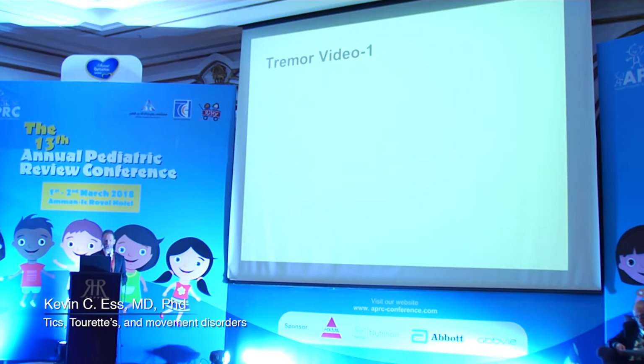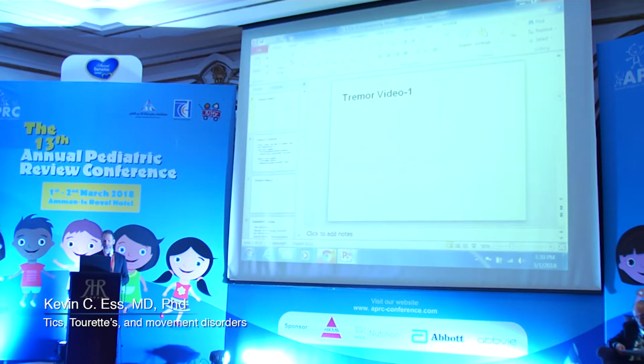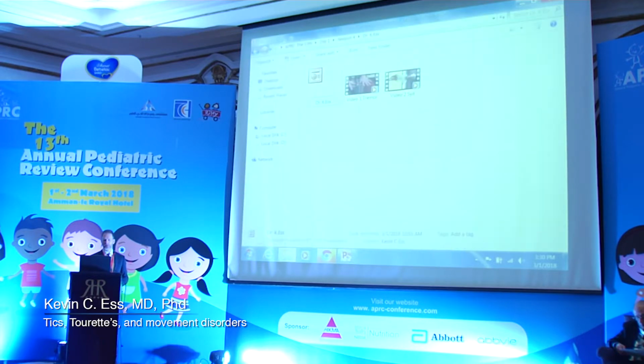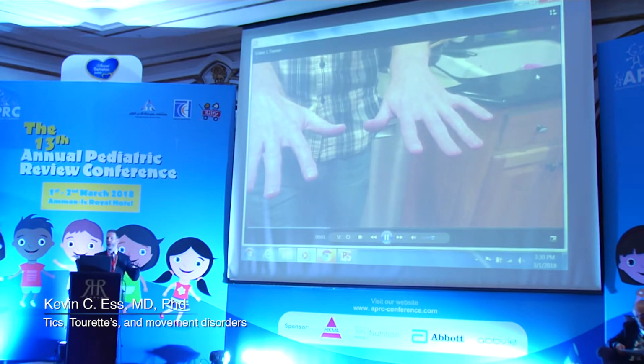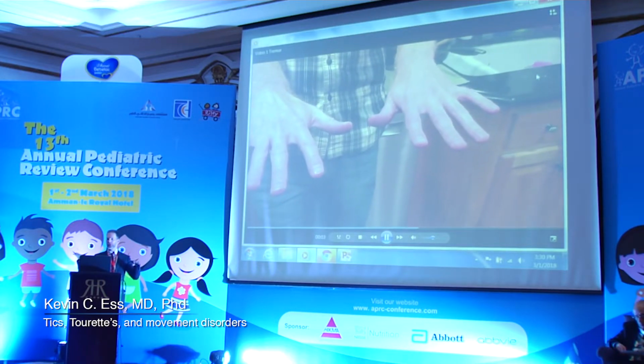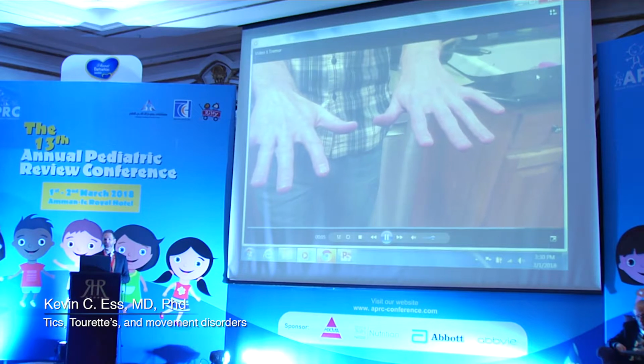And this is my first test to see whether we can get the videos to work. Let's see. So this is slow. Okay, so low amplitude, fairly sinusoidal movements of the hands. This is essential tremor.